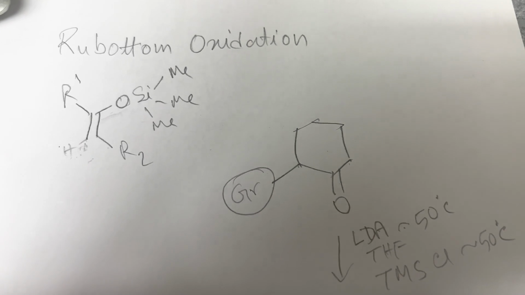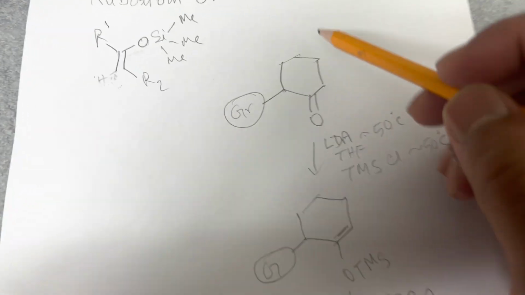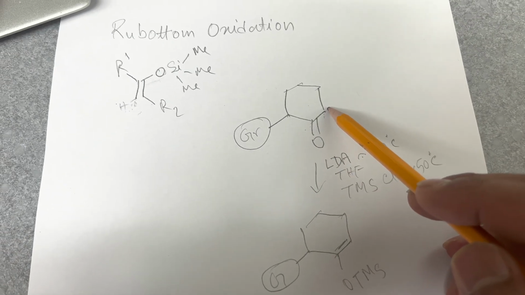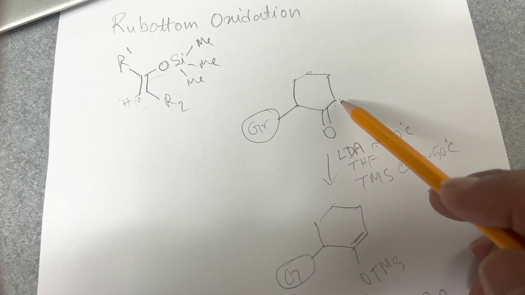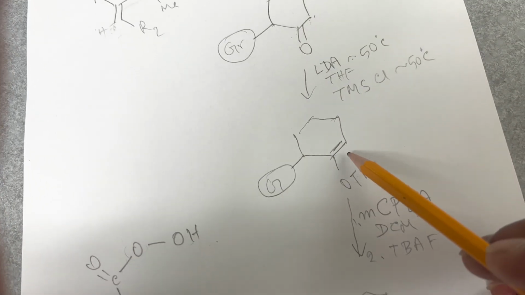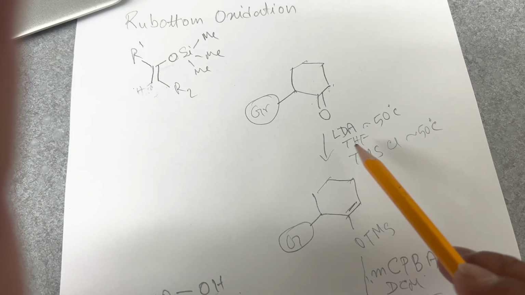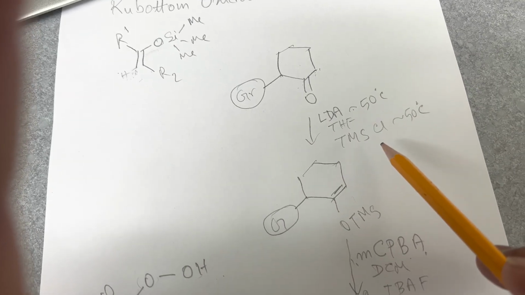Suppose you have this carbonyl compound here. This is the alpha position to this carbonyl group. If you want to put a hydroxyl group in this alpha position, you can do it by making a TMS enol ether, like OTMS double bonded. You can do this by using LDA and then quenching with TMS chloride.